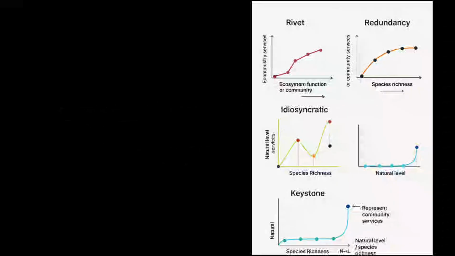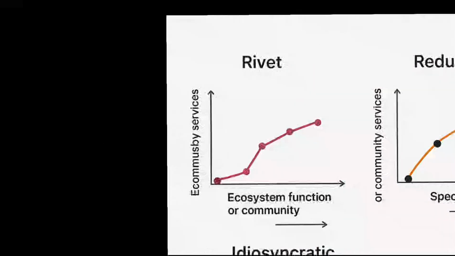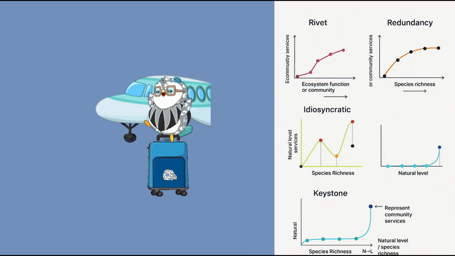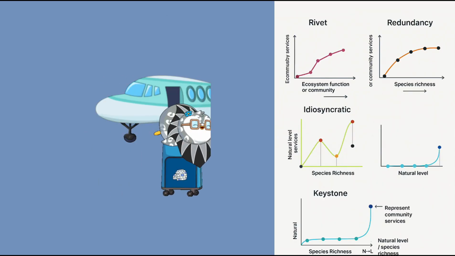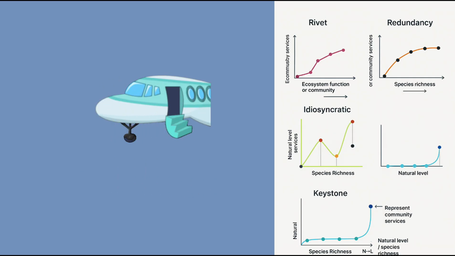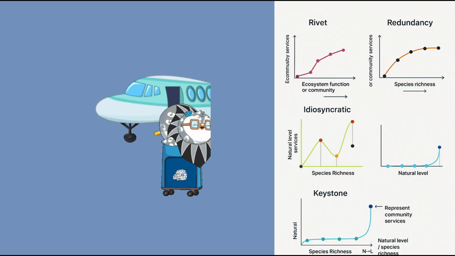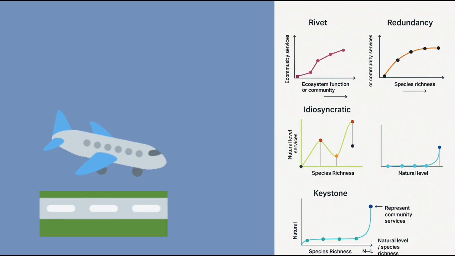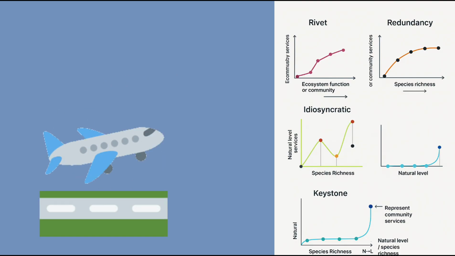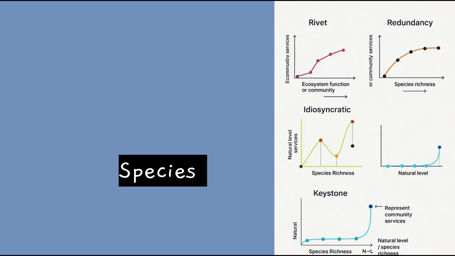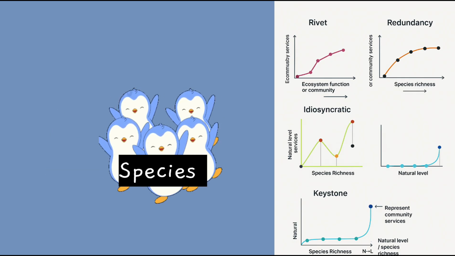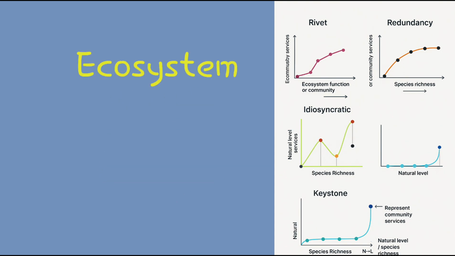So the first one is the rivet hypothesis, which was given in 1981 by Ehrlich and Ehrlich. The idea was every species is like a rivet in an aeroplane. Now, what is a rivet? It is like a pin or bullet that attaches the aeroplane's parts, and if any of the parts, or many of the parts, are not working, the aeroplane will not be working. So like that, in the rivet hypothesis, every species is like an important part of an ecosystem, the rivet, and without it the ecosystem would not work.